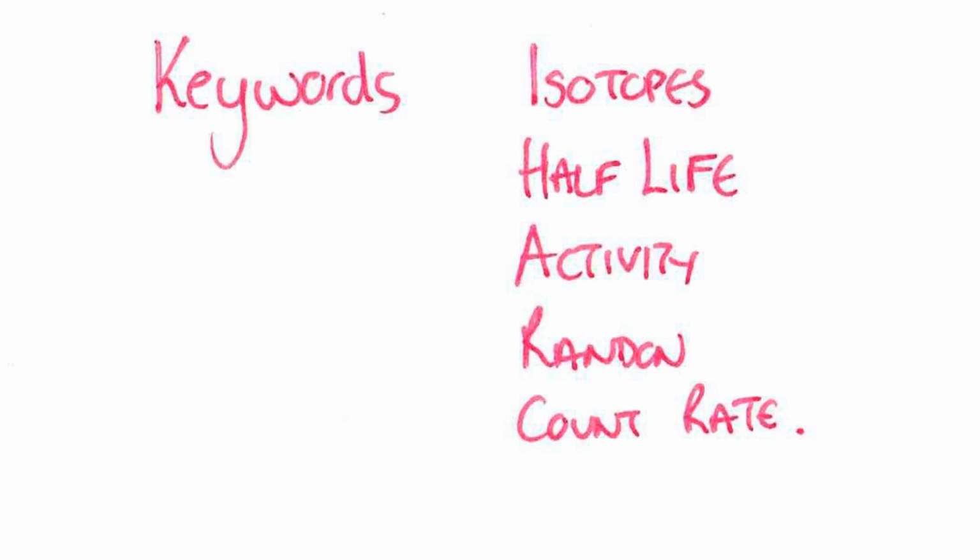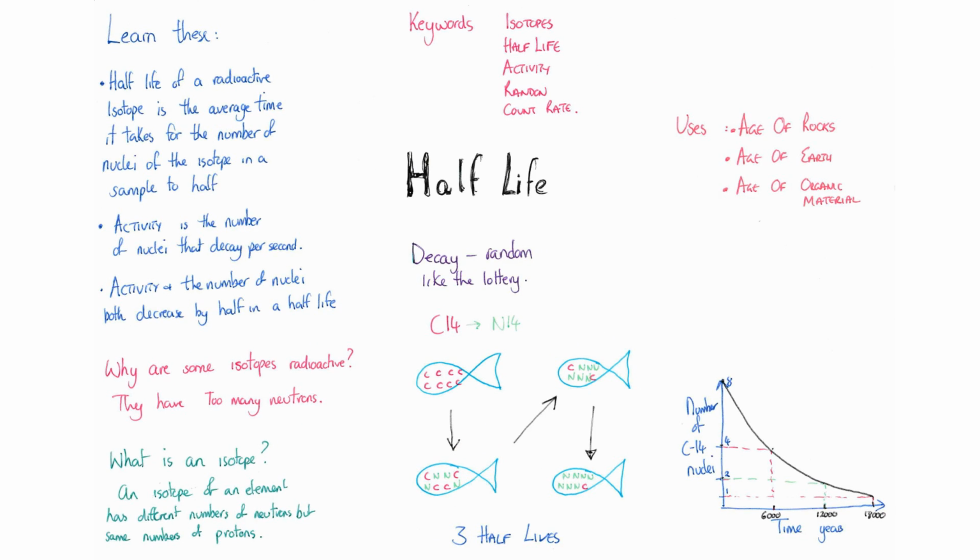Right, the key words you need to make sure you understand: isotopes, half-life, activity. Know that it's a random event. We cannot predict any individual nucleus decaying, but when you get a sample of 1 million or whatever, then you know that roughly half of them are going to disappear after a half-life. In the same way that in a lottery, we don't know which numbers are going to come out, but we know that 6 numbers are going to be taken out every week in the national lottery. And then finally you've got the count rate as well. The count rate is the number of decays per second that are detected. And there you go. That is what I mean by half-lives.